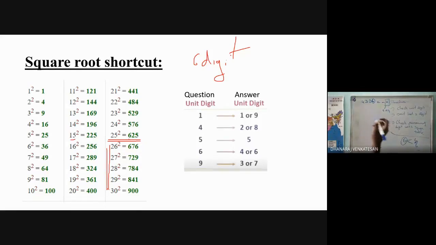Okay. The next part is to omit the last 2 digits. You omit these digits and check the remaining digits with the square table. We have 43. 43 comes between which values? Can you guess? It comes between 6 square and 7 square. Is it right? 6 square is equal to 36. 7 square is equal to 49. This 43 will come between these. Okay.